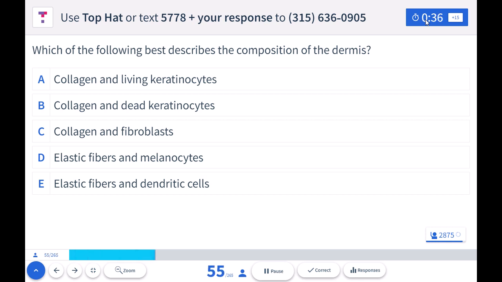The dermis is mostly going to be made of our reticular layer. The reticular layer has a lot of a special kind of protein present in it. So think about what that protein is in the reticular layer of our dermis.